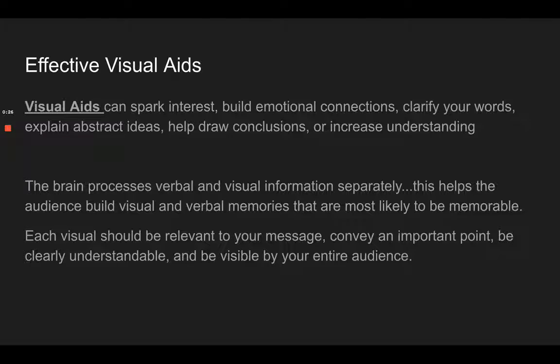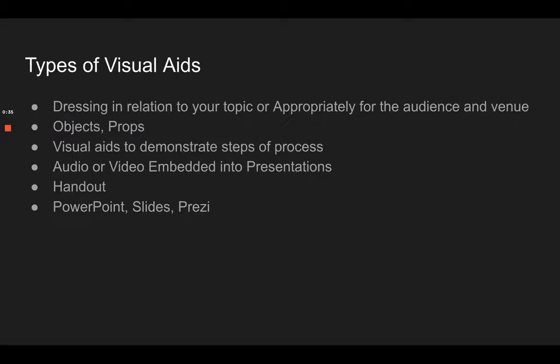Each visual should be relevant to your message, convey an important point, be clearly understandable, and be visible for your entire audience. So, types of visuals. Dressing in relation to your topic or appropriately for the audience and venue is one type of visual. Objects and props. Visuals to demonstrate a process. Audio or video embedded into presentations. Handouts or things like PowerPoint slides or Prezi.